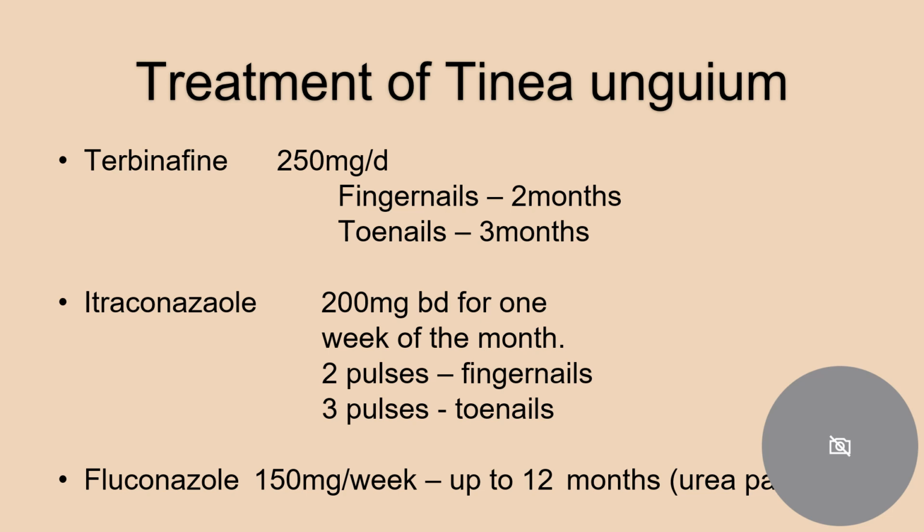Treatment of tinea unguum is longer than any other type of tinea treatment. So you could use terbinafine on the fingernails for 2 months and on the toenails for 3 months, 250 milligrams per day. Alternatively, you can use itraconazole, that is 200 milligrams twice a day for 1 week of the month, and then you would repeat another week of the month, the following month for fingernails, and for a third month for the toenails. Fluconazole, you would give 150 milligrams a week for up to 12 months.